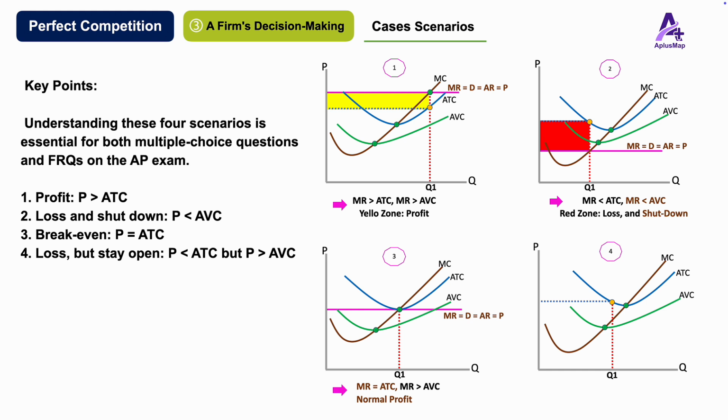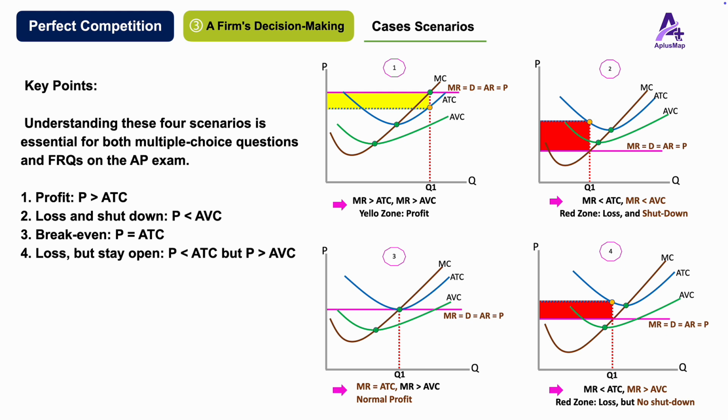Okay, and the last one, this is the tricky one, right? Yeah, panel 4. Loss, but still operating. Find MR=MC. Here the price is below ATC, so the firm is losing money overall. But critically, the price is still above AVC. So they're losing money in total, but the price they get is still enough to cover the variable costs of making each unit, and maybe a little bit left over.